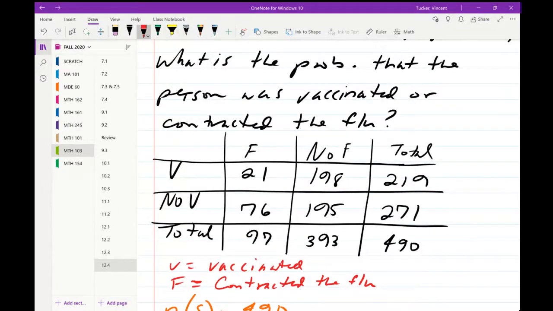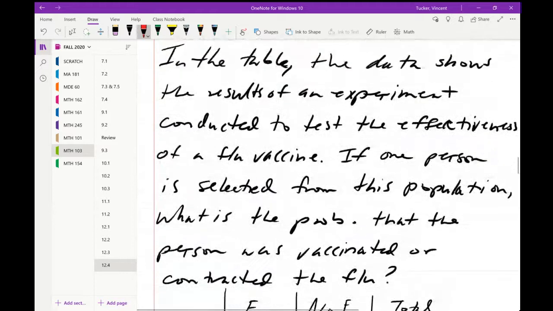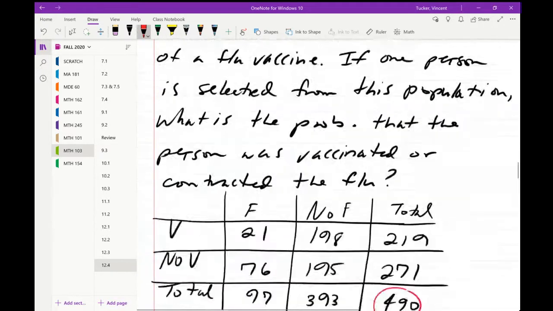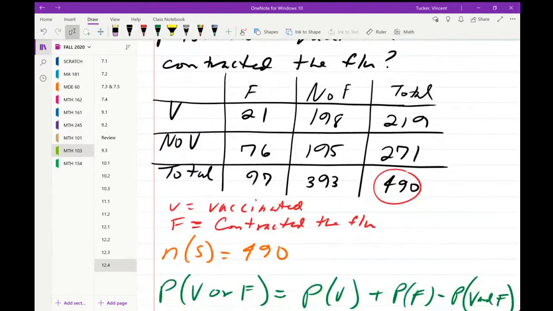All right. So that 490 is our sample space. That's the total number of possible outcomes, the total number of people that they surveyed. Just an experiment, people that participate in an experiment. So that's my sample space, 490.